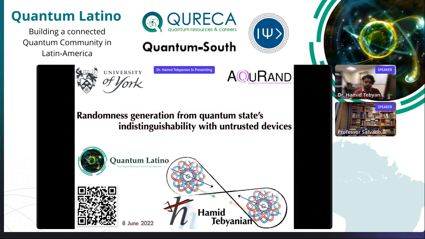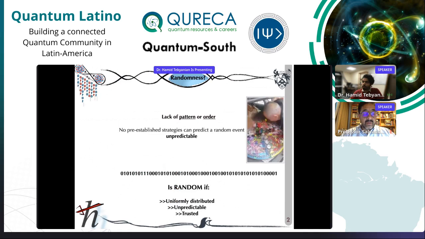So this is Hamid Tebyanian from the University of York. Before getting to the presentation, I would like to thank the organizer for organizing this event. In this presentation, I'll talk about randomness generation from quantum state indistinguishability with untrusted devices. Let's start with the randomness definition.